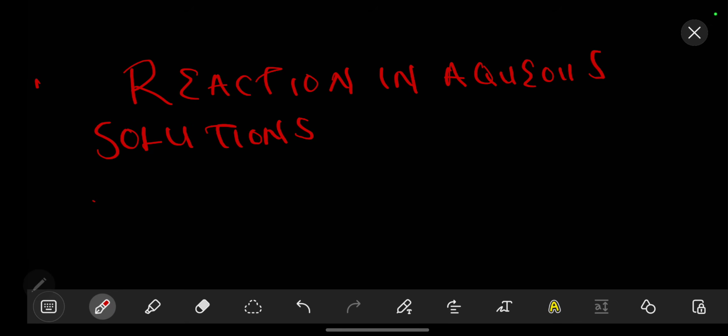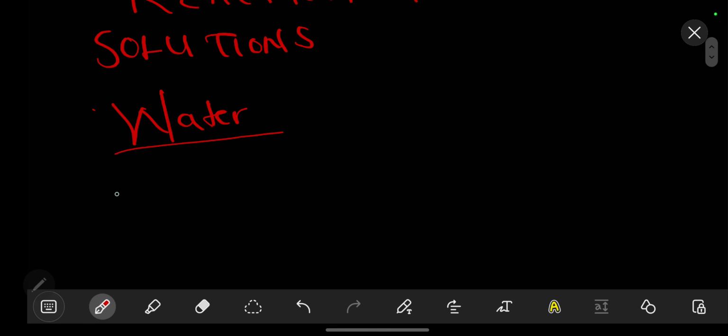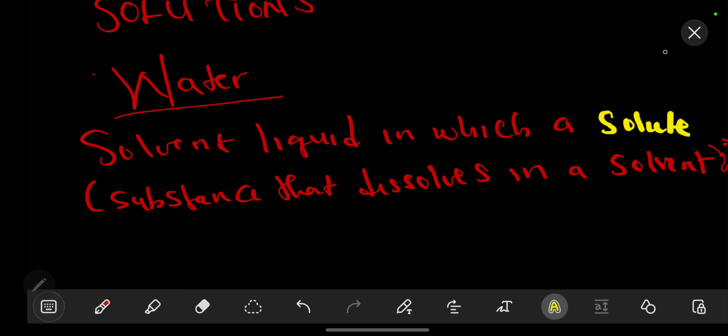So here today we are going to be looking at an introduction to reactions in aqueous solutions. Most of these reactions will be occurring in a solvent, and the solvent that we are going to be looking at is water. Now water is a solvent. A solvent by definition is a liquid in which a solute dissolves, and a solute is a substance that dissolves in a solvent.